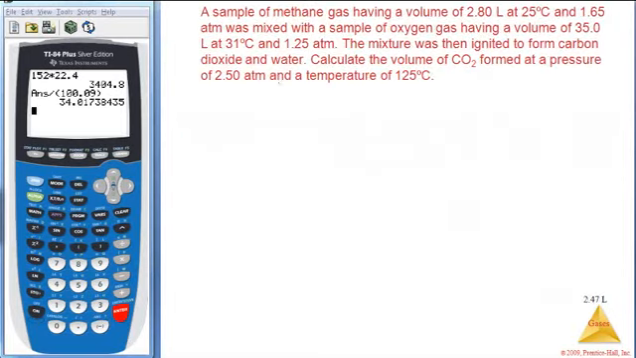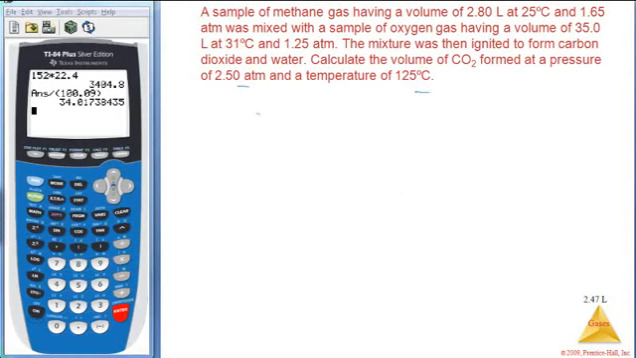Alright, a sample of methane gas having a volume of 2.8 liters at 25 C and 1.65 atmospheres was mixed with a sample of oxygen having a volume of 35 liters at 31 C and 1.25 atmospheres. The mixture was ignited to form CO2 and water. Calculate the volume of CO2 formed at the pressure of 2.5 atmospheres and temperature of 125 C. Okay, so this is a combined stoich and gas law problem, and it's limiting reactant, it looks like.